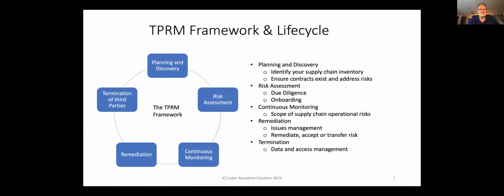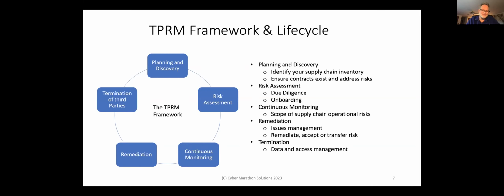Now, when we talk about the life cycle for third-party risk management, it starts with planning and discovery. What we're interested in doing there is identifying what our supply chain inventory looks like. So obviously, we want to know the third parties that we work with. Obviously, we want to focus on the third parties that affect our critical business activities. And there are several ways that you can get started in this space when you're trying to identify your supply chain inventory.